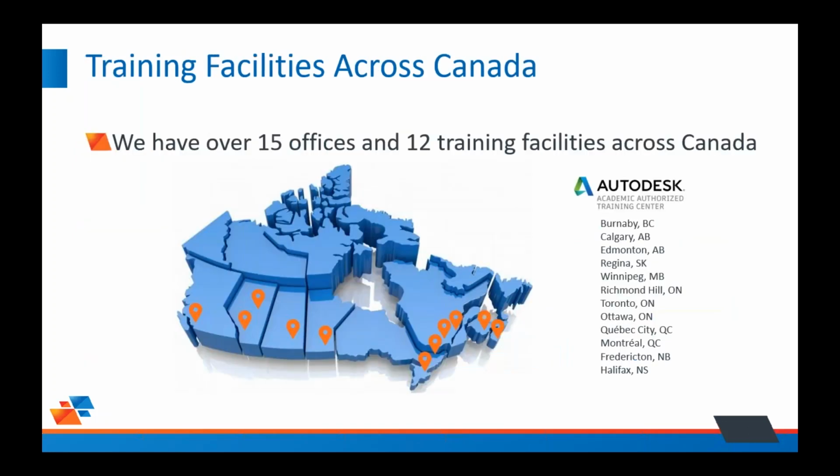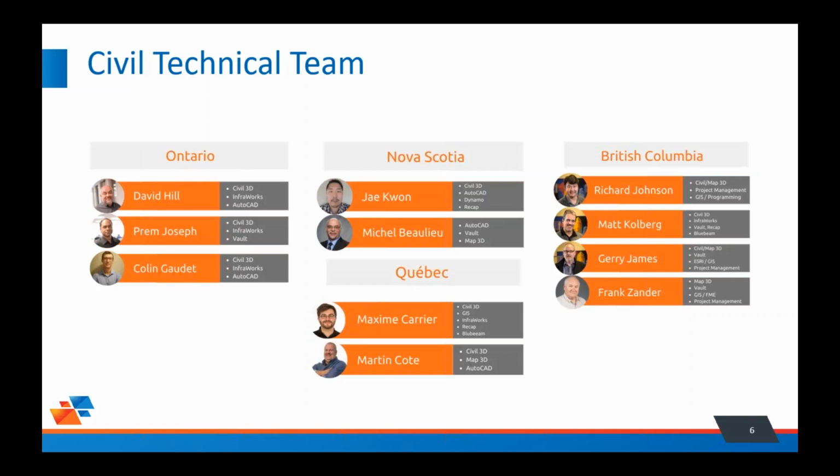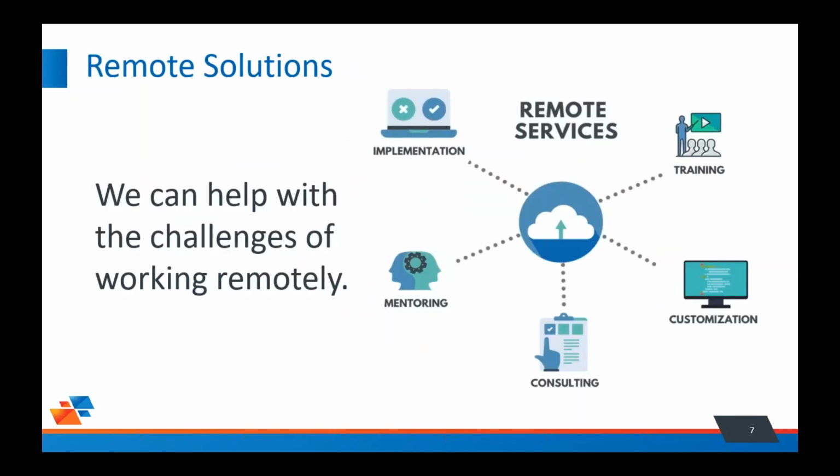We are Canada-wide, coast to coast, 15 offices and 12 training facilities, as well as a great team that stretches across Canada as well. You're looking at the pretty faces of our civil sales team. And just to follow them, we also have the civil technical team across Ontario, Nova Scotia, Quebec, and British Columbia, and stretching to meet all the provinces in between.